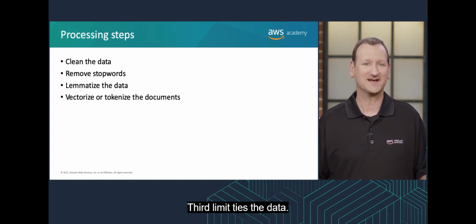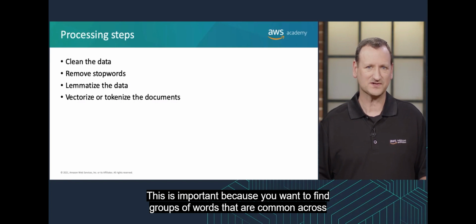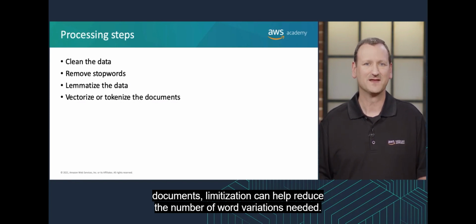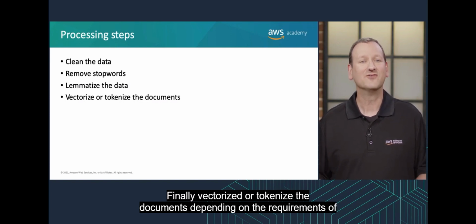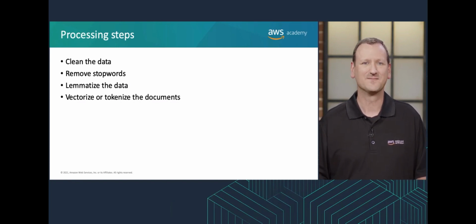Third, lemmatize the data. This is important because you want to find groups of words that are common across documents. Lemmatization can help reduce the number of word variations needed. Finally, vectorize or tokenize the documents, depending on the requirements of the algorithm that you're using.